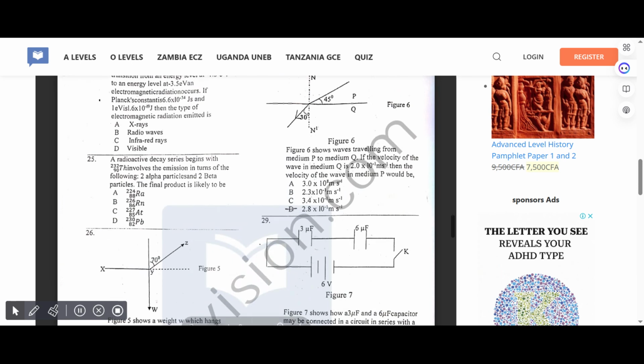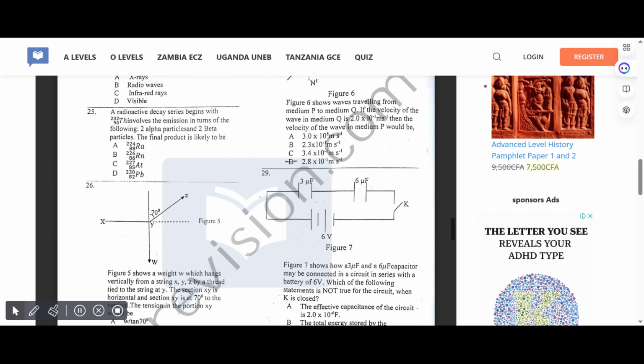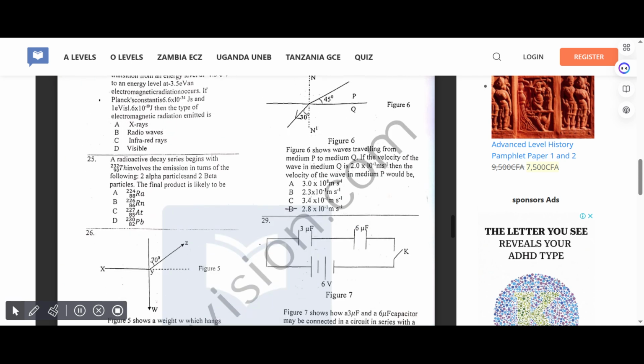Figure 6 shows waves traveling from medium X to medium P. If the velocity of the wave in medium X is 2.0 times 10 to the power minus 1, then the velocity of the wave in medium P will be, correct answer for 28 is D.